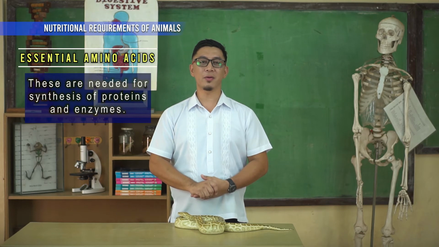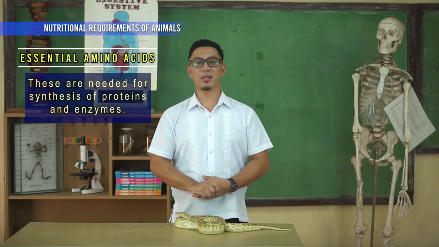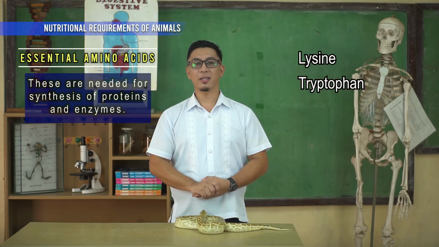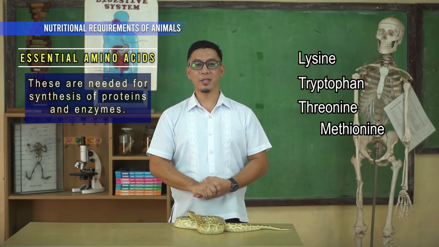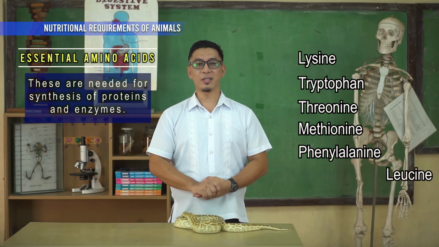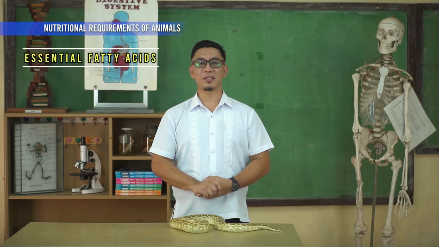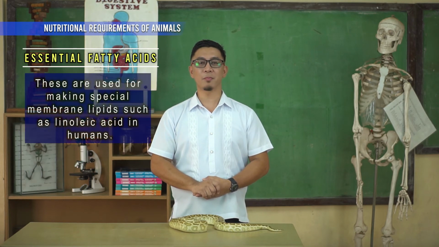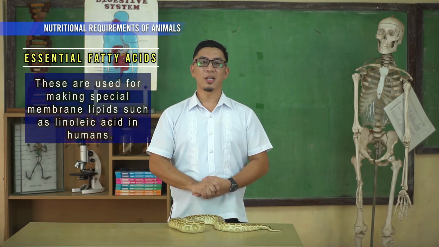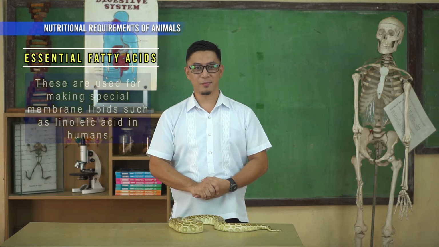Among the 20 amino acids, 8 could not be synthesized by humans, such as lysine, tryptophan, threonine, methionine, phenylalanine, leucine, isoleucine, and valine. Essential fatty acids are used for making special membrane lipids, such as linoleic acid in humans.